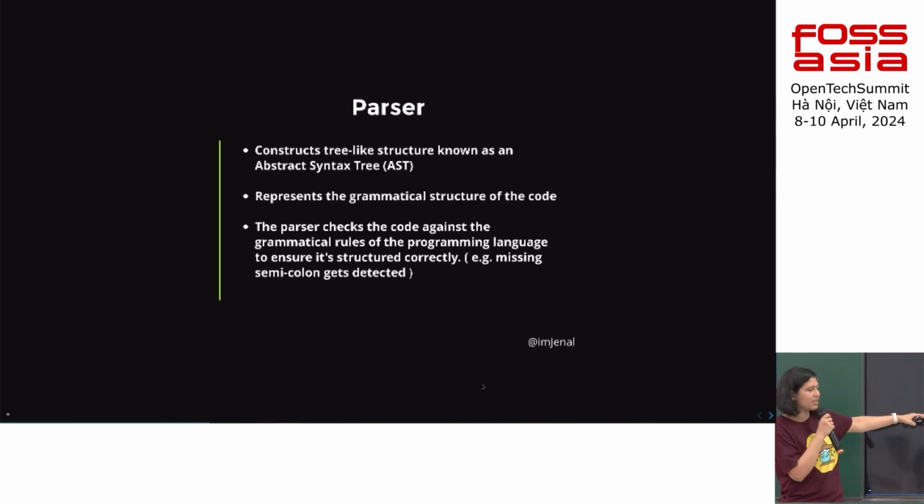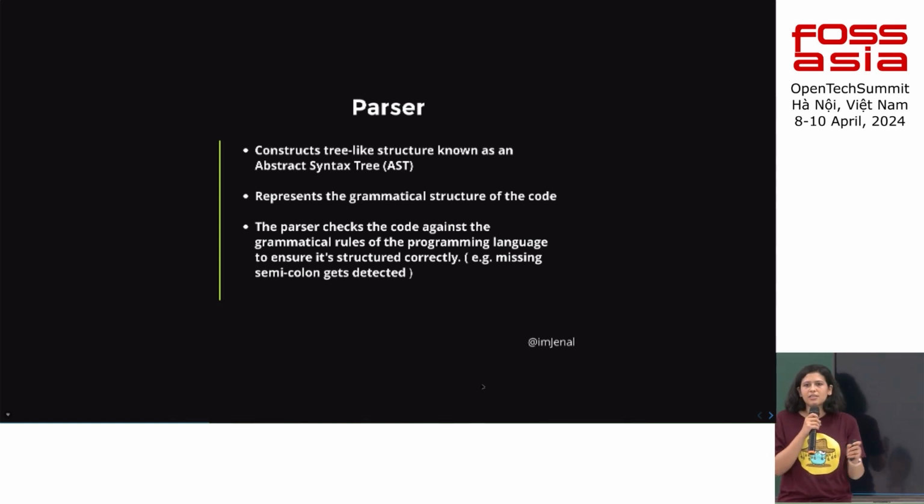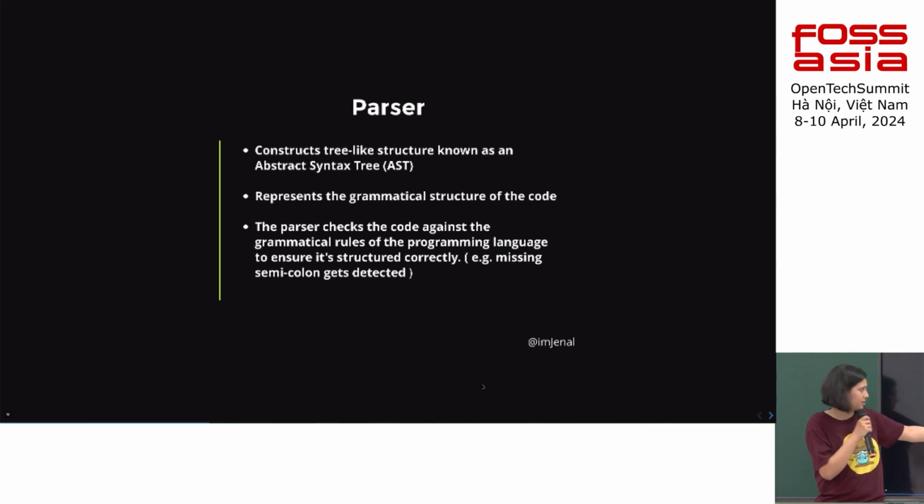And the parser will check the code base against the grammatical rules of your programming language. It could be Golang here, it could be Java, it could be C as well. It just ensures that your program has been structured correctly. For example, if you haven't used a semicolon in Java, the error will be thrown at this level. In Go, it's optional, but by default the semicolon is added. In Java, it will be flagged at this level.